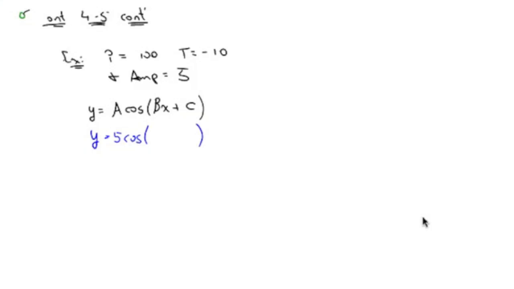So how do I find B? Well, you do it exactly like you would do a graph. You would set up bx plus c equal to 2 pi and solve. And the pieces become what you expect them to be. X is going to equal negative c over b plus 2 pi over b.